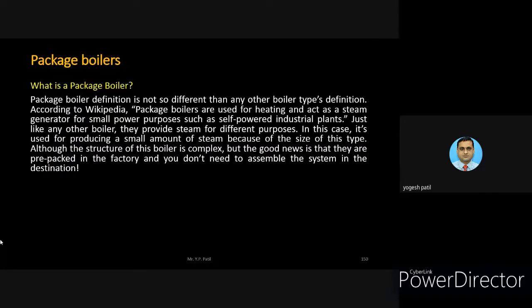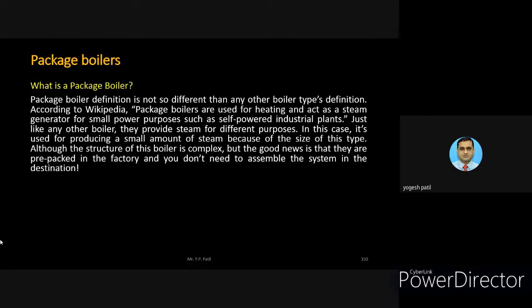It is actually the factory made boiler. Package boiler definition is not so different than any other boiler types definition. According to Wikipedia, package boilers are used for heating and act as a steam generator for small power purposes, such as self-powered industrial plants or maybe building automation, where we can employ these package boilers.